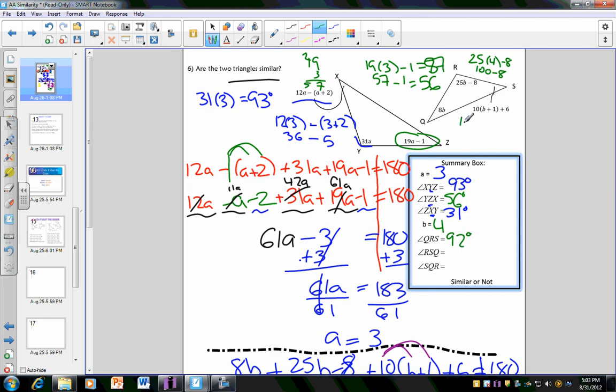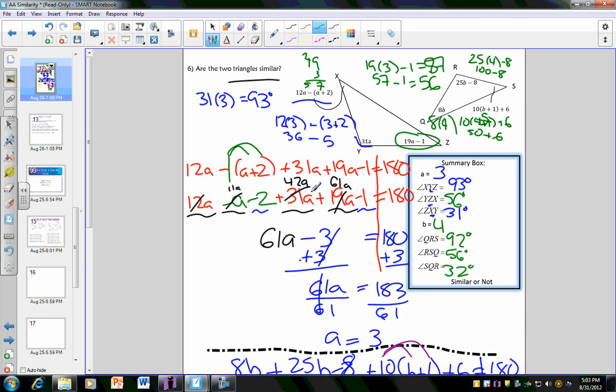RSQ is 10 times the quantity B plus 1, plus 6, so 4 plus 1 plus 6. 4 plus 1 is 5. 5 times 10 is 50. 50 plus 6 is 56. So 56 degrees. And finally, SQR, 8B. That one's easy. 8 times 4 is 32 degrees. All right, we are so close to being done.